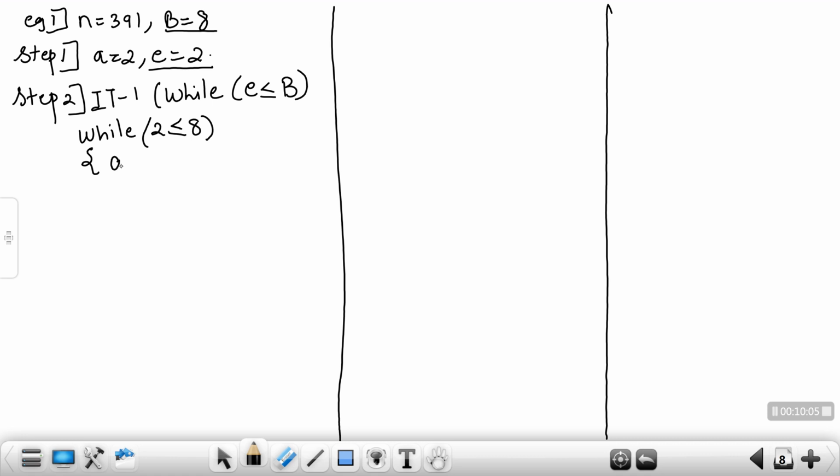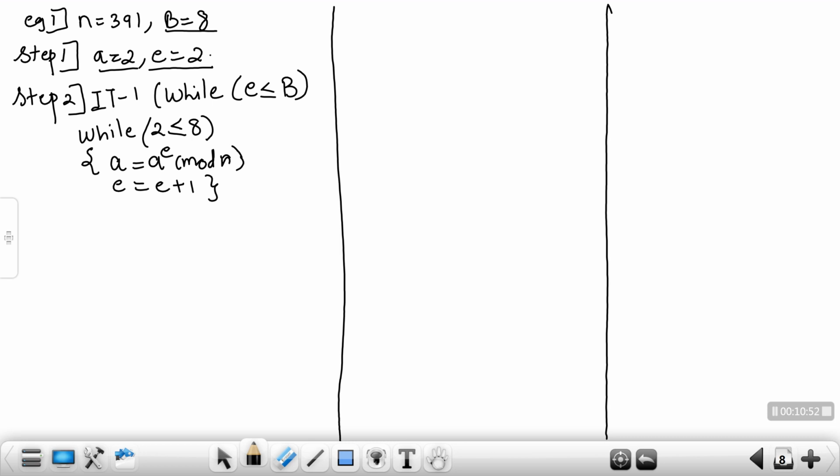Into the loop, I need to find the value of a, so a will be a raised to e mod n. And the second step is e equals e plus 1. I am writing this only for my first iteration, just so that you understand what we need to do in the iteration. In further iterations, I am not going to write down the formula. So we need to calculate this. What will your a become? Your initial value of a is 2, so 2 raised to e, the e value is 2, so 2 raised to 2, mod n, and the e value will be e plus 1. We'll end this loop.